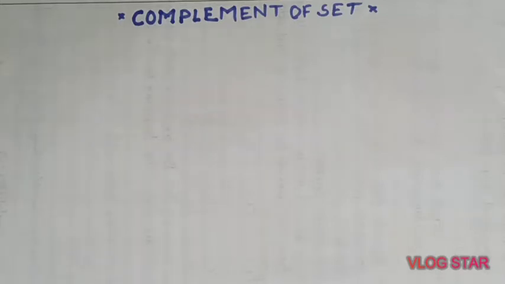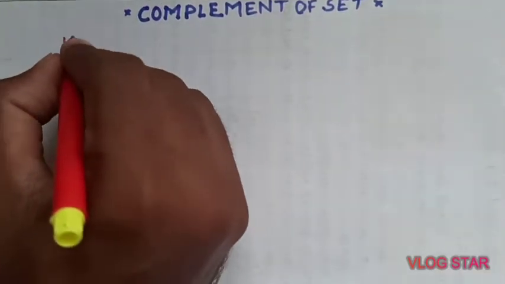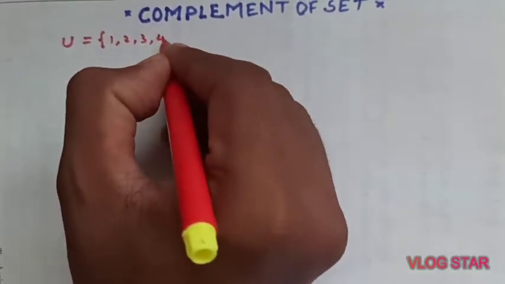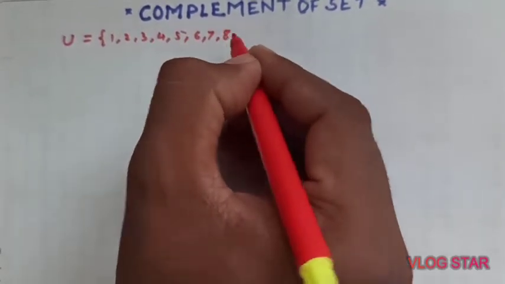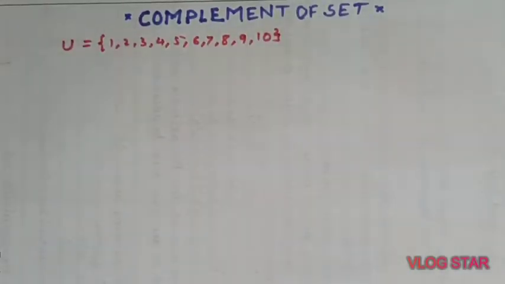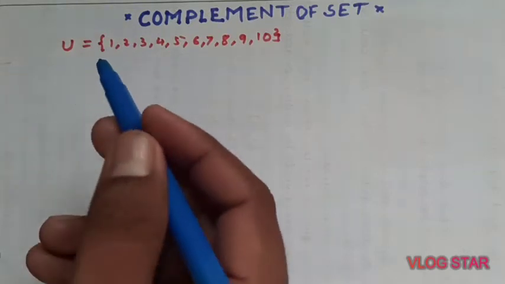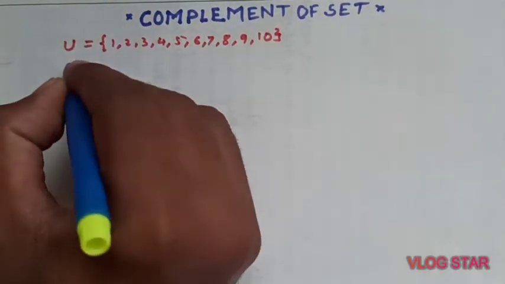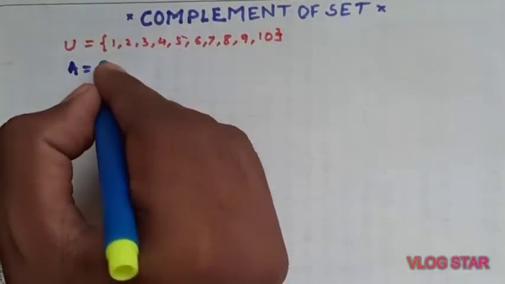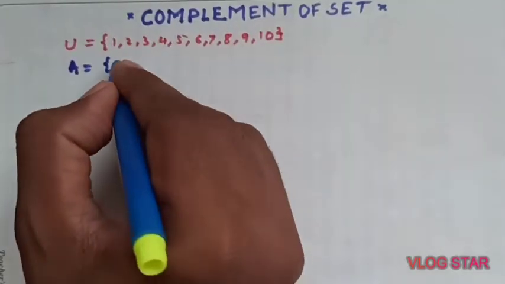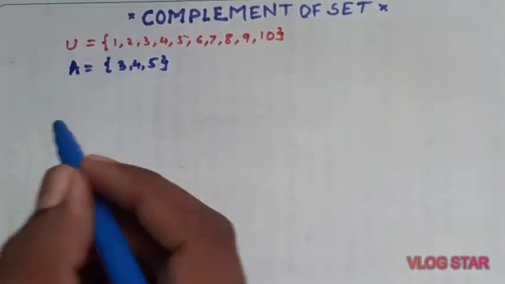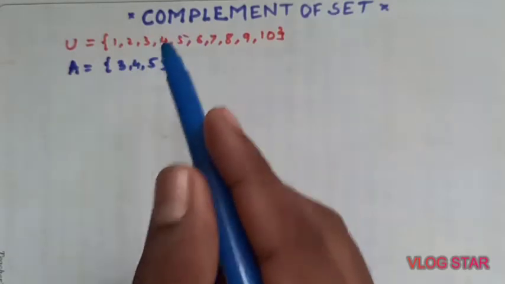Okay, we have here one universal set U, which contains as usual our numbers 1, 2, 3, 4, 5, 6, 7, 8, 9 and 10. You can take a variety of numbers, but for simplicity I used to take 1 to 10. I want to take one of the subsets of U. You can suggest me subset A, which should contain elements from the given set. I will take 3, 4 and 5. So definitely A is a subset of U, as each element of A is an element of U.